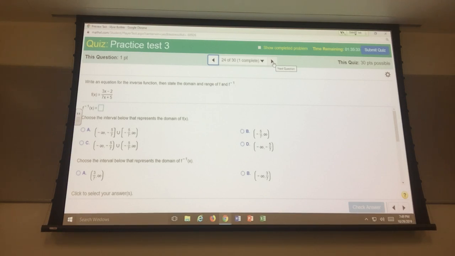I did one like this last class, and I did one like this when we did the section as well. So the bottom equals 0? Yeah. For the domain of f and the range of f inverse, yes. I'm just making connections all over the place. Okay?